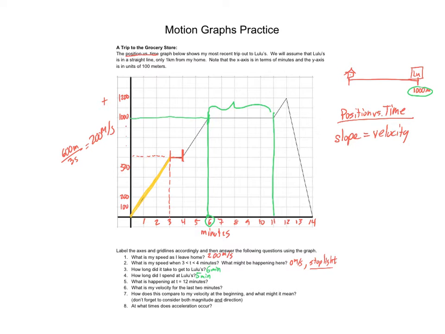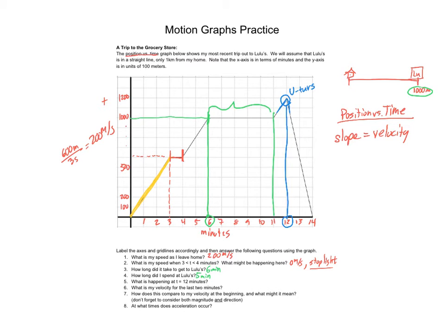What's happening at t equals 12 minutes? So 12 minutes is right here. Let's see what's happening right there. Oh, look at that. My position was going away from home, and now it's going towards home. So what happened there? I changed directions. Maybe I had to do a U-turn or something, but I changed directions.